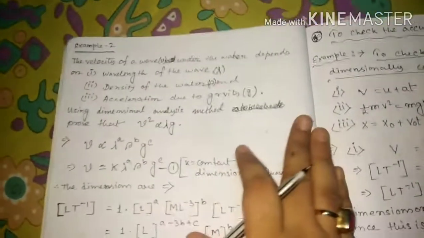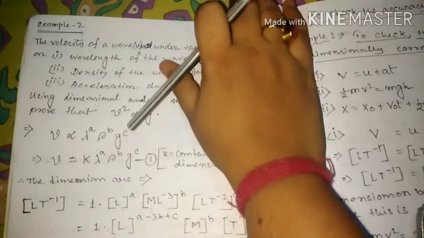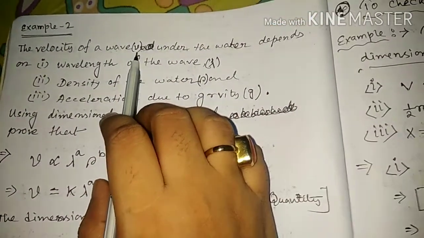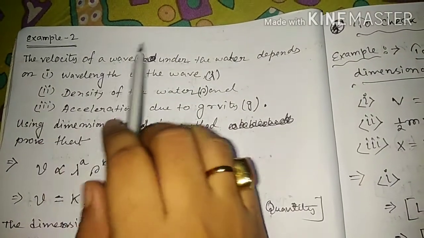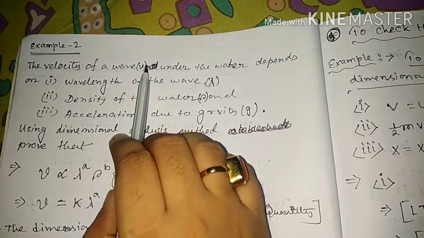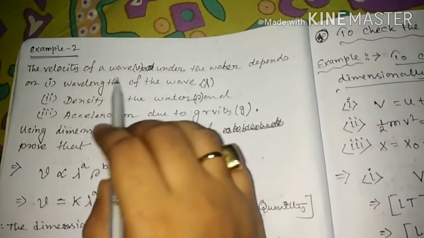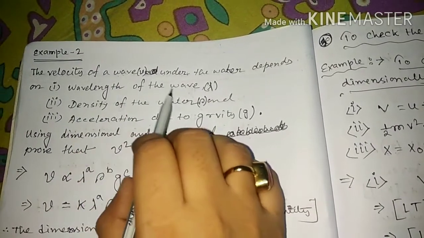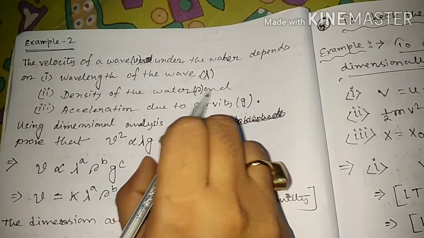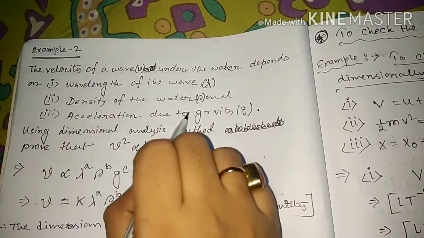What is that example? The problem is the velocity. The velocity of a wave under the water, denoted by v, we find the equation of velocity, and that velocity depends upon the wavelength of the wave, that is lambda, the density of the water rho, and the acceleration due to gravity g. So v depends upon these 3 quantities.